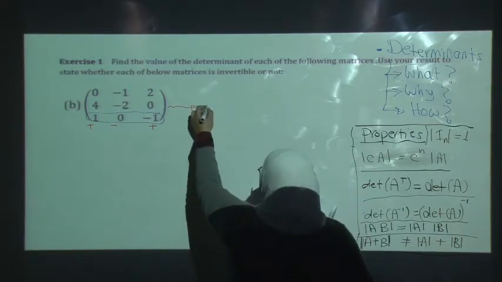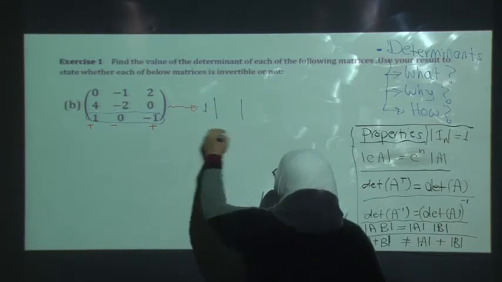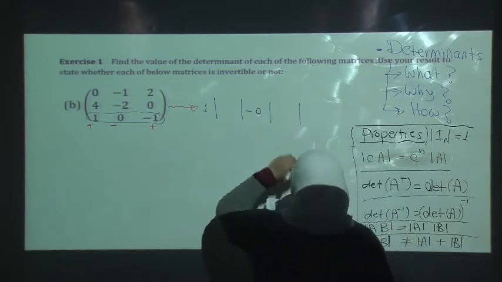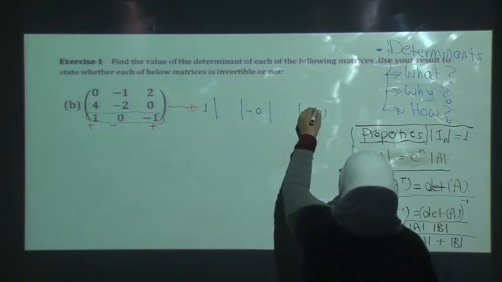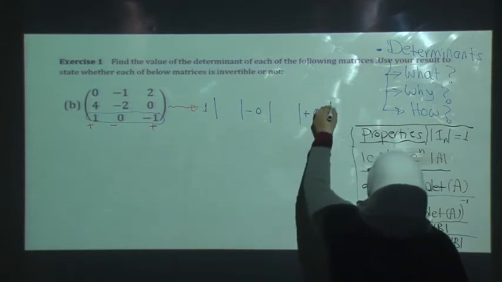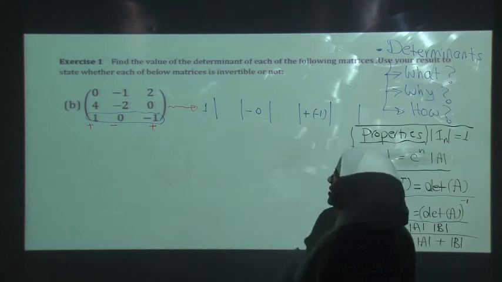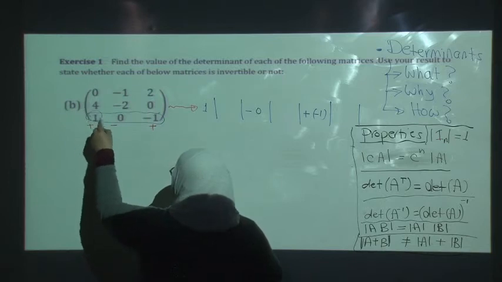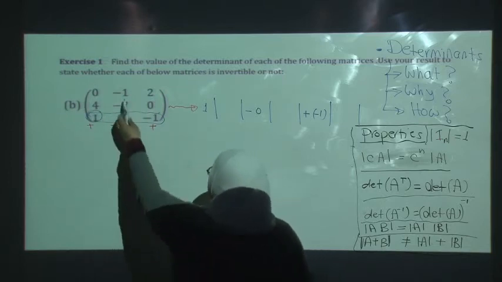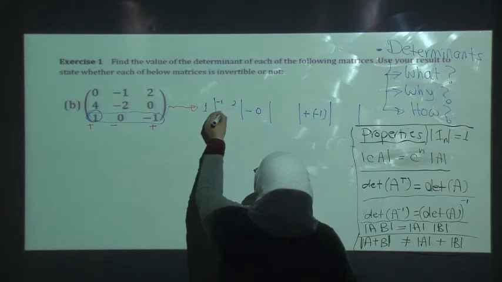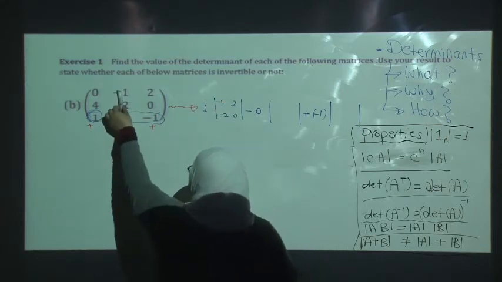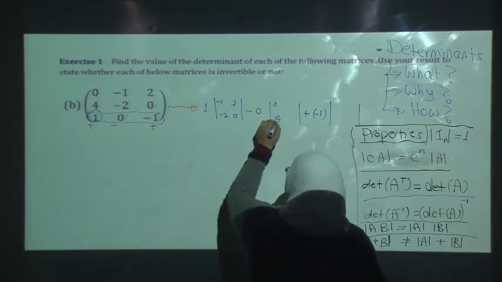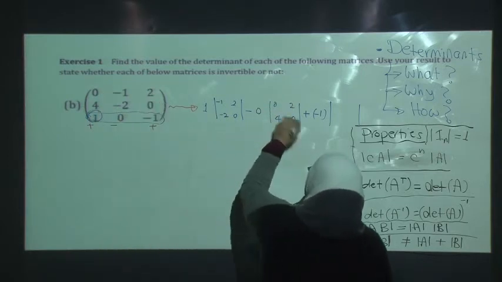1 times its minor, right? Minus 0 times its cofactor, and then plus this -1 times its minor. Let's get the minors by removing the row and the column of the element which is 1. We are left here with -1, 2, -2, and 0. Okay, remove now the column and row of that 0. We are left with 0, 4, 2, and 0.